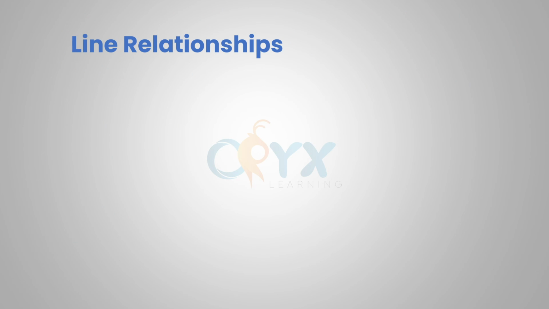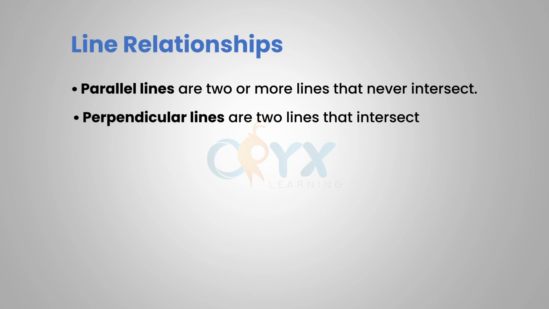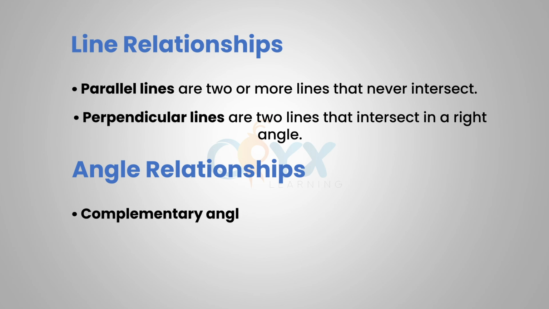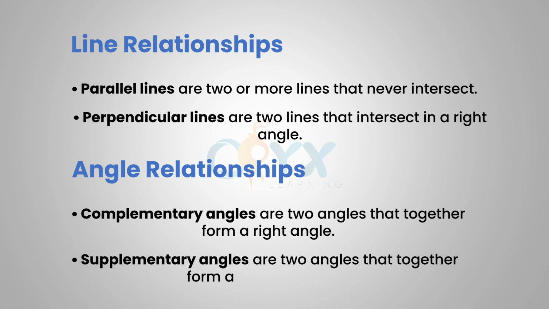Let's review. Parallel lines are two or more lines that never intersect. Perpendicular lines are two lines that intersect in a right angle. Complementary angles are two angles that together form a right angle. And supplementary angles are two angles that together form a straight angle.